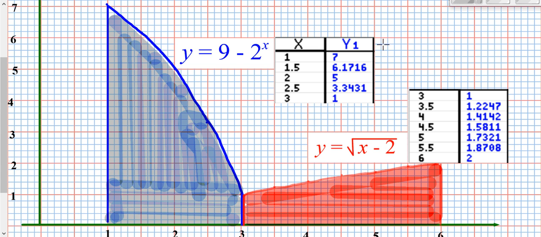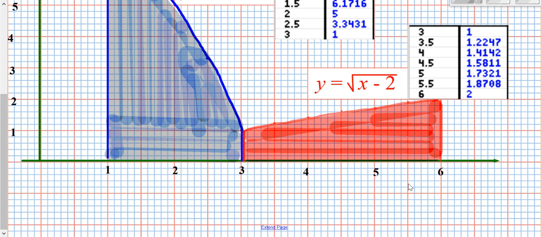You're then asked to go ahead and find your area underneath pretty much the whole curve, the area of the blue plus the area of the red, because it's a piecewise function and you're looking for your area from 1 all the way to 6. Basically, you take your area that you got from underneath the blue and add it to the area that you got from underneath the red. You add those two together and you get your answer.